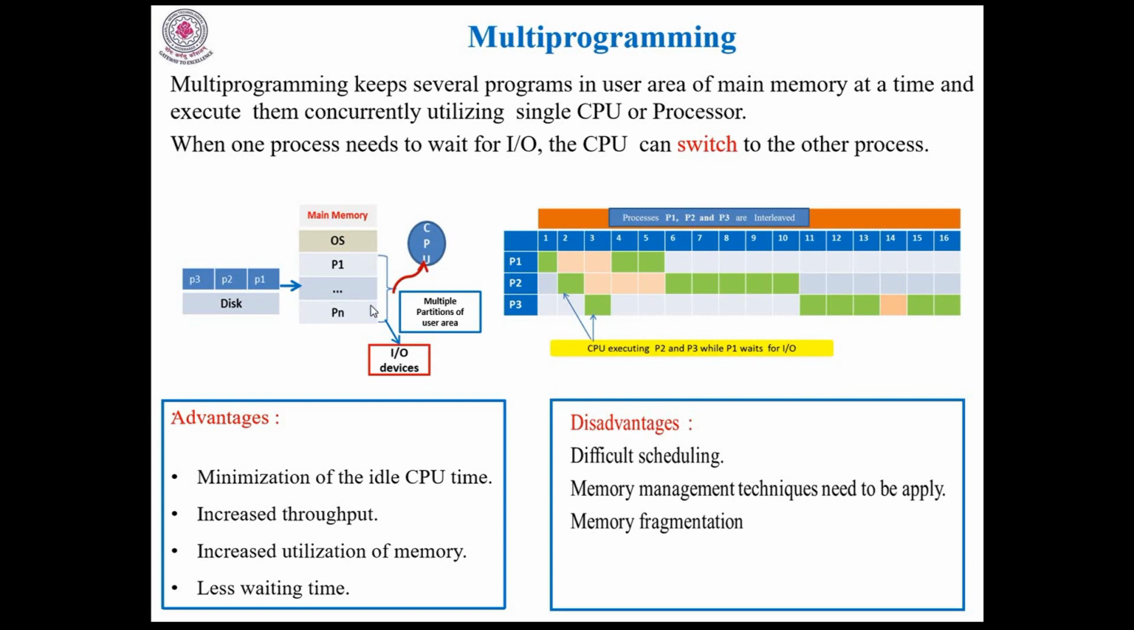When the user area has more than one process, it means the processes are ready for the CPU. When P1 requests the CPU, the CPU will be allocated to P1. After some time, P1 is waiting for the IO devices. During the IO stage, the CPU is allocated to the next available process. This entire process is called executing them concurrently utilizing a single CPU or processor.